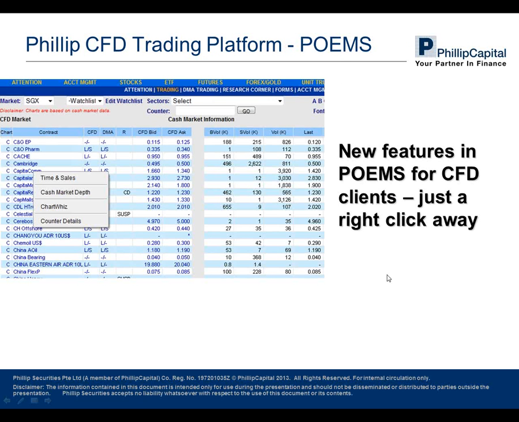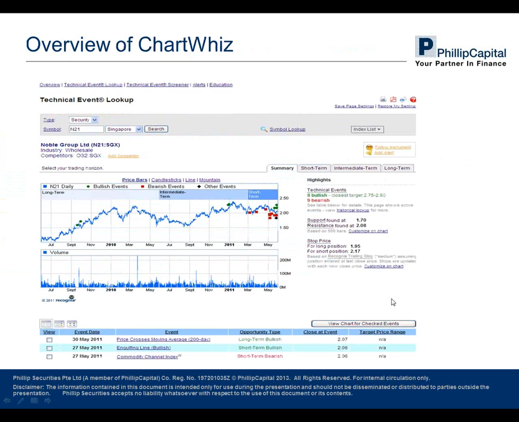So how can you do it? We've got three platforms. So we've got Poems, which I think a lot of people are familiar with. It's just a click away. And we have a new feature, which you can access by just right clicking on the stock itself. And this is called ChartWiz. What ChartWiz does is that it allows you to pull up certain information and technical events, you can put in certain alerts, and it will help you to screen out certain stocks for you to take a look and see which stocks you can put in a position in.